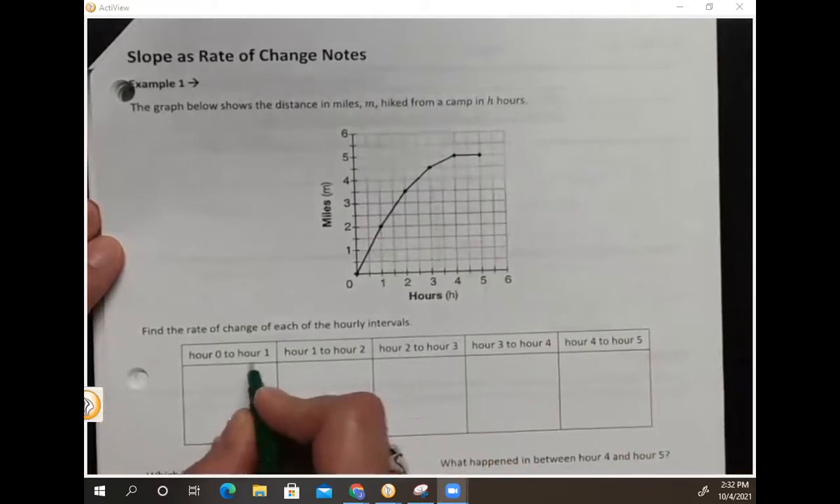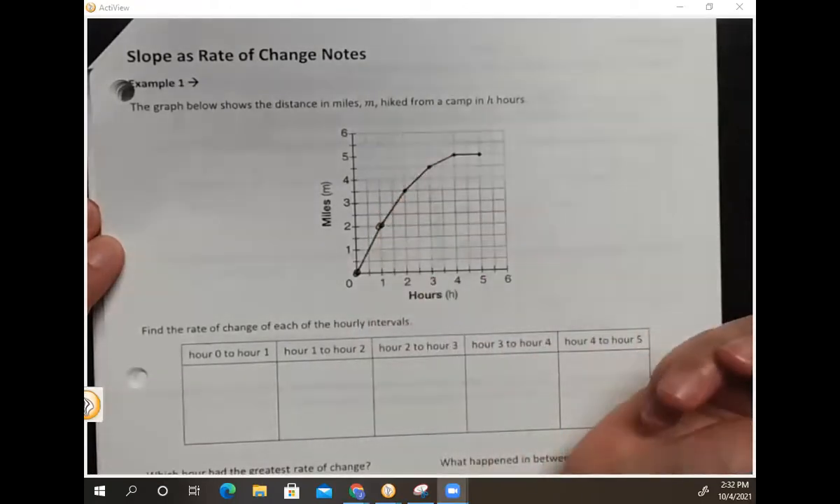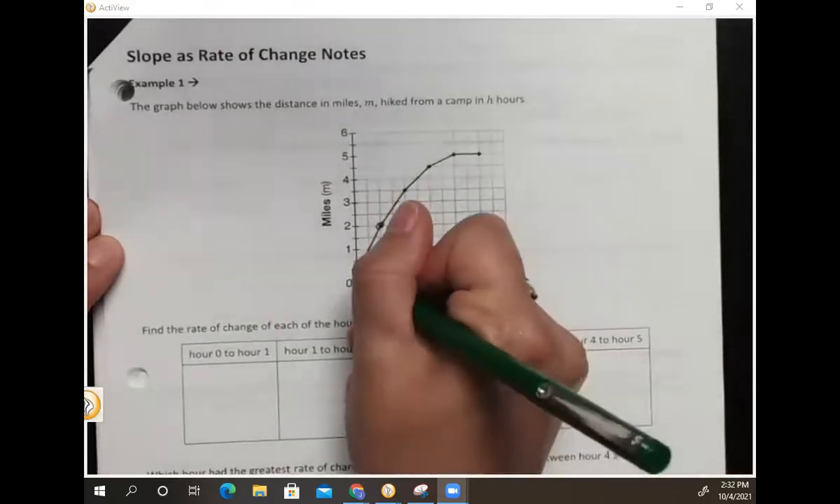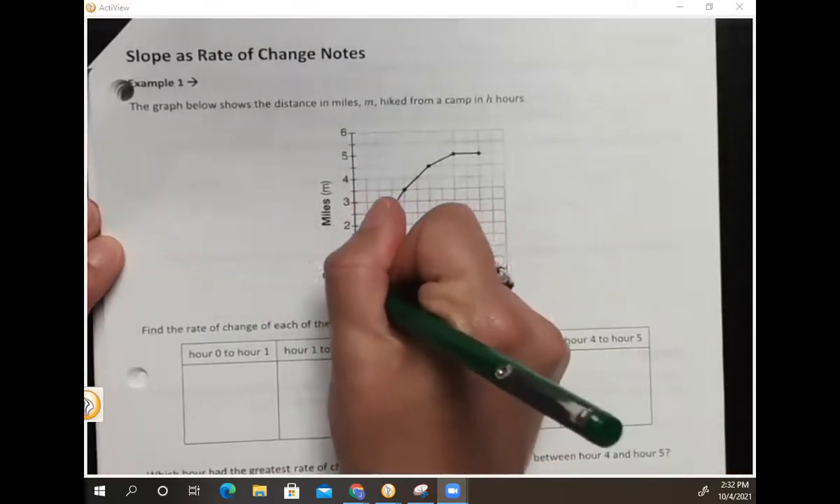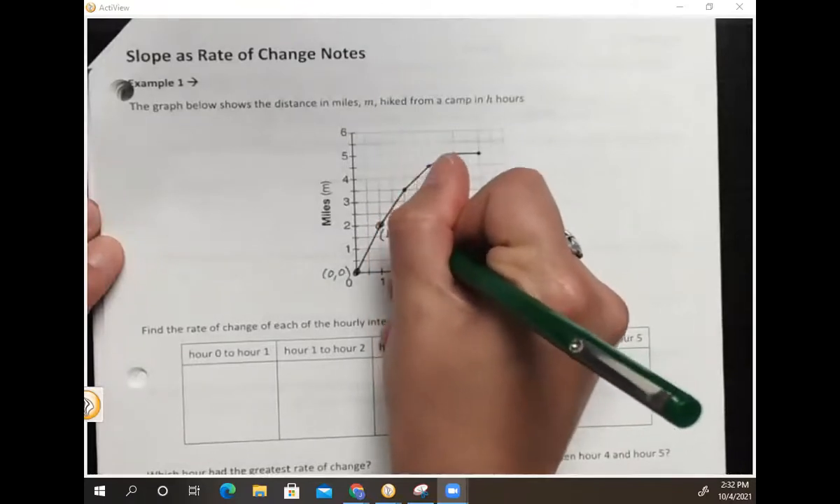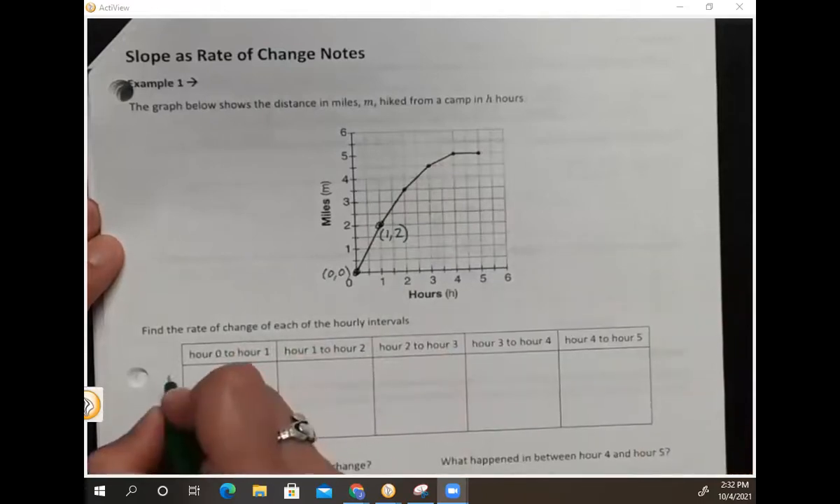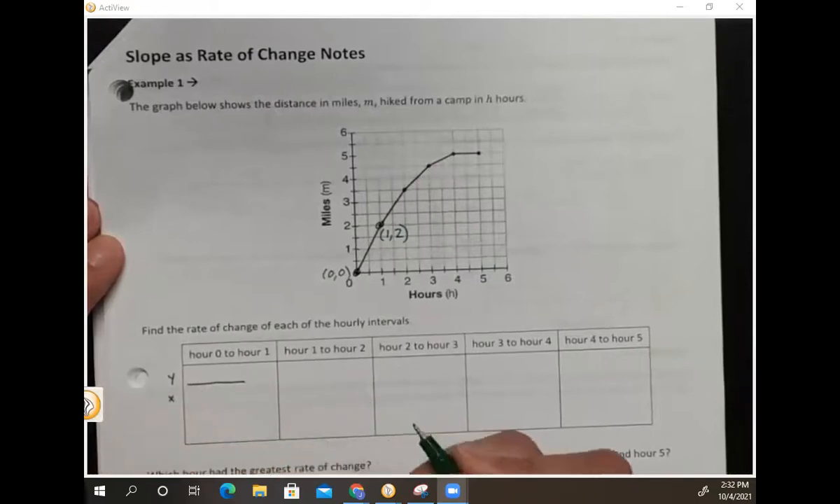So we're starting with hour 0 to hour 1. So that would be here to here. So I'm going to just jot down the points that I see on my graph at those times. So at hour 0, we've got the point 0, 0. At hour 1, we have the point 1, 2. I want to find the rate of change. So I'm going to find the slope. Remember, for slope, y on top, x on bottom. And I need to make sure I line up with the values that come from the same ordered pair.